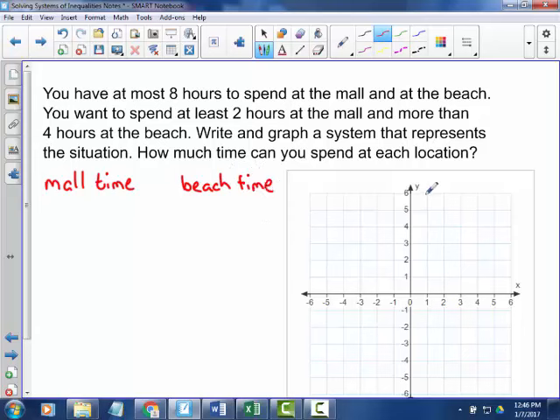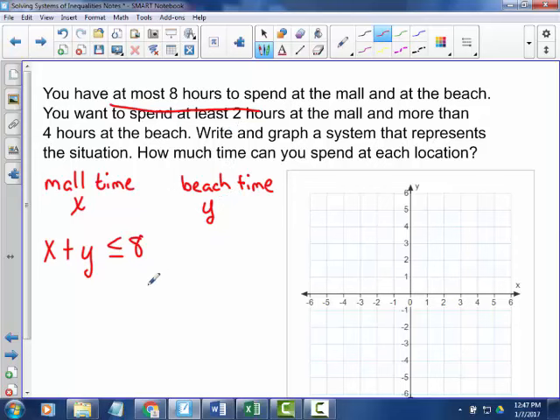Since the graph I've got here has X and Y on it, I'm just going to decide for mall to be X and beach to be Y. Okay. And then I have at most 8 hours to spend. So I know that my mall time and my beach time has got to be less than or equal to 8. Because at most 8 hours. Can't go over that. All right, and then I want to spend at least 2 hours at the mall and more than 4 hours at the beach.